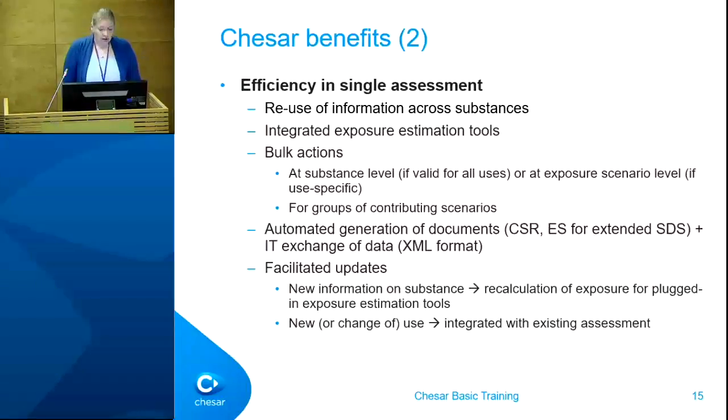And last but definitely not least, Chesar helps you in updating. Because everything is in a database format, if there is new information, it will automatically recalculate for all the plugged-in exposure estimation tools. So if you change your vapor pressure, all the ECETOC TRA will be redone to show the results for the new properties. And also you can easily add a use, and then it will just be integrated in your life cycle tree.